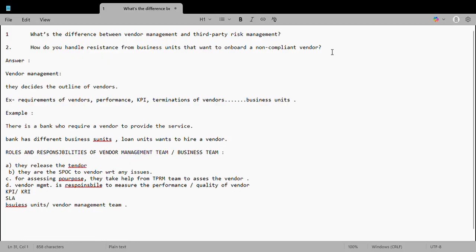So if I outline the definition of vendor management, they are the ones who create the requirements, who measure the performance, who measure the SLAs, and who decide by when the vendor needs to be terminated. Who will decide? The vendor management team will decide.